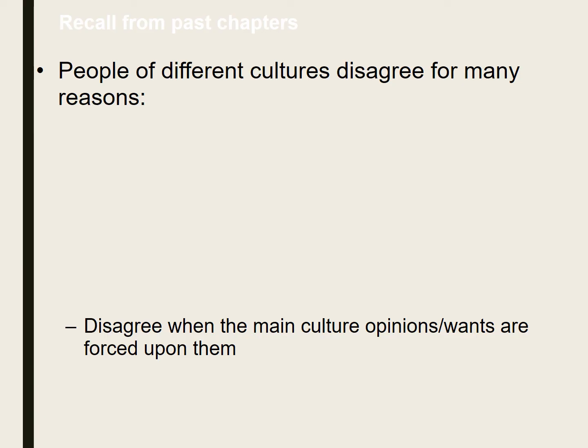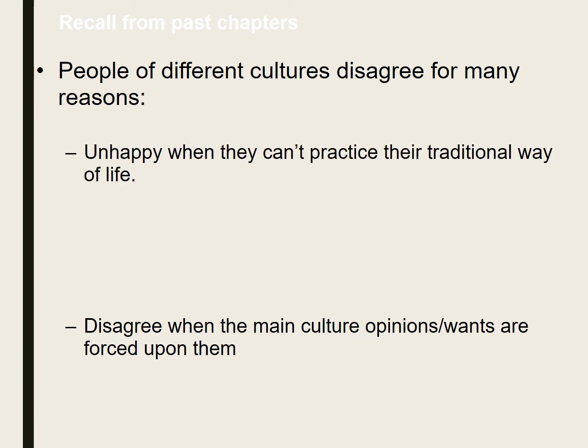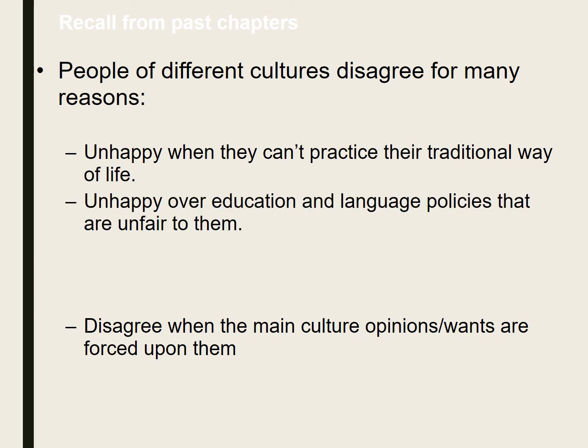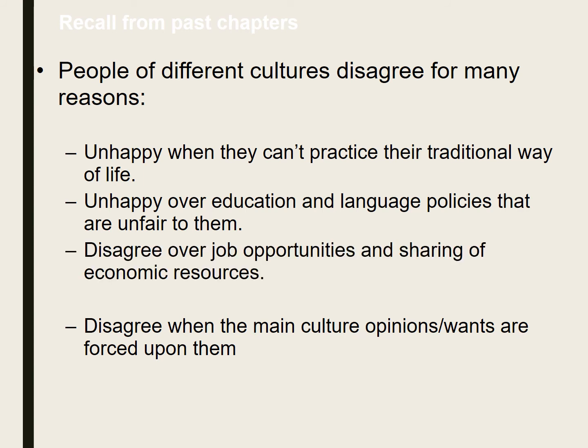Okay, recall from past chapters that people from different cultures disagree for many reasons. They may be unhappy when they can't practice their traditional way of life. They are unhappy over education and language policies that are unfair. They disagree over job opportunities and sharing economic resources. They disagree on how the environment is used, or they disagree when the main culture or opinions or wants are forced upon them. So there's a lot of different reasons people could disagree. You don't need a textbook to tell you that.